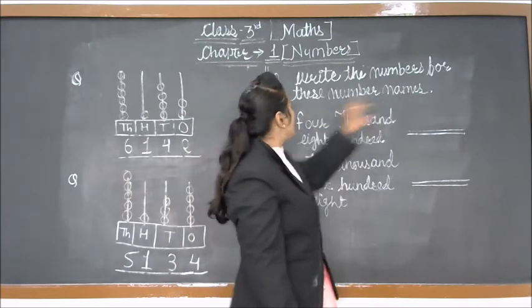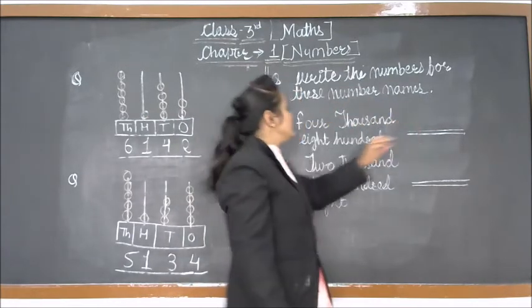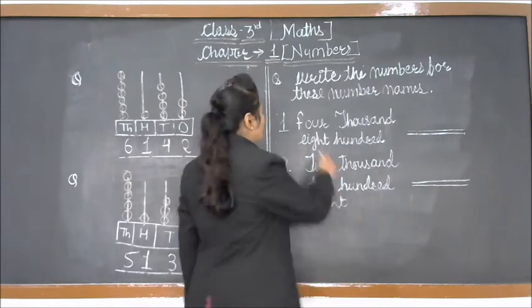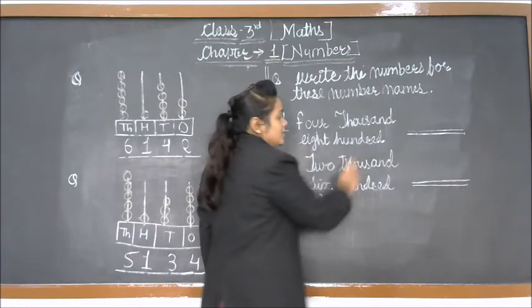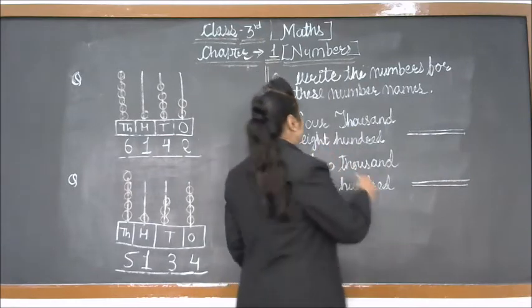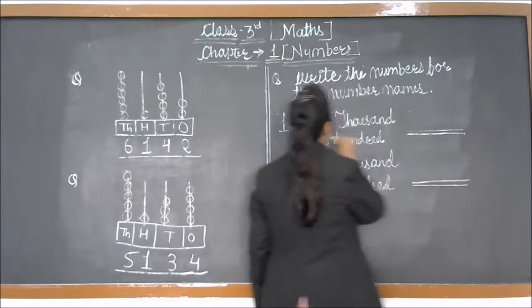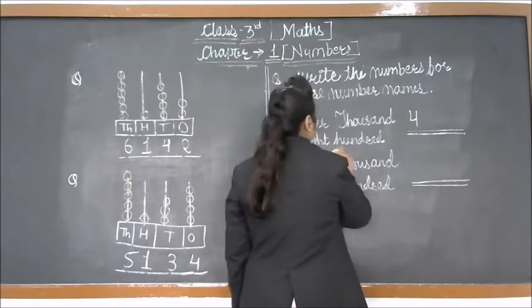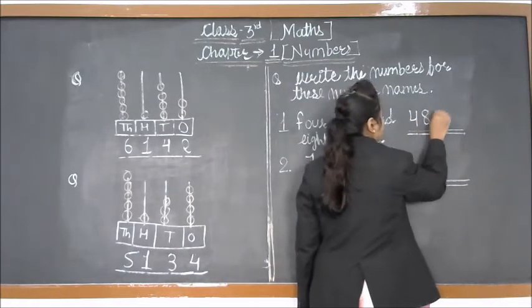So like this we have another question, students. Write the numbers for these number names. So we have to find out the numbers. We have 4800. So how can we write 4800? First we are going to write 4000. So 4800.